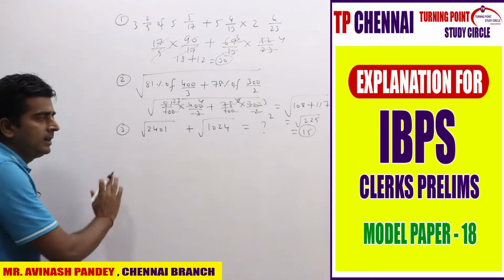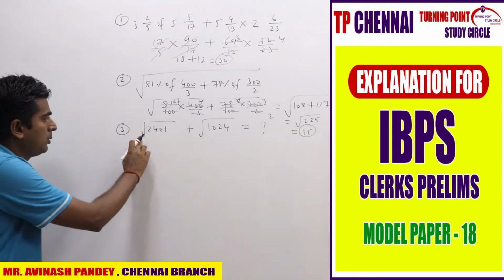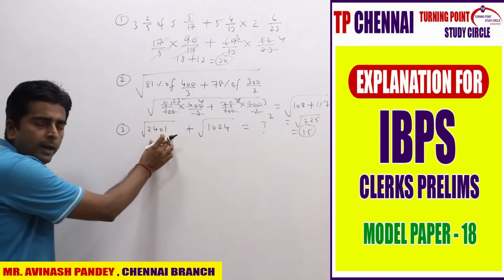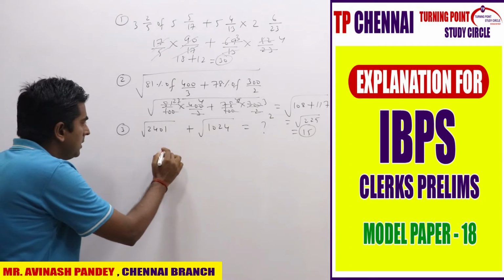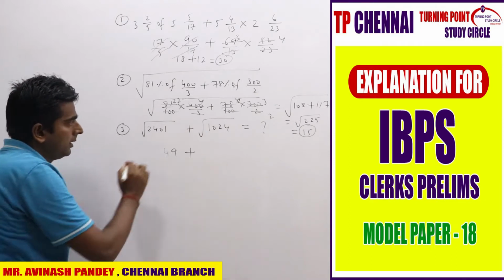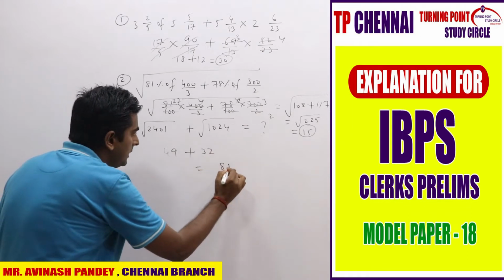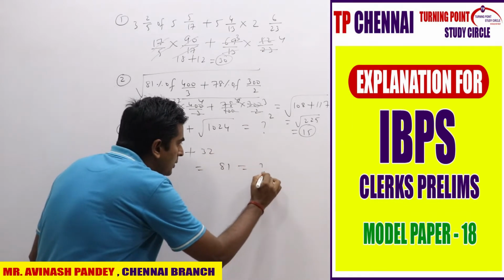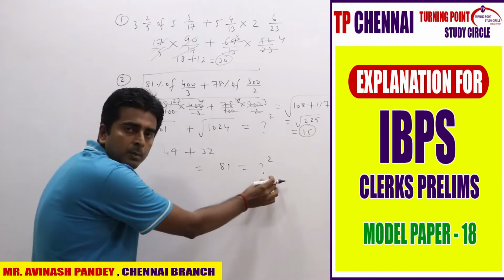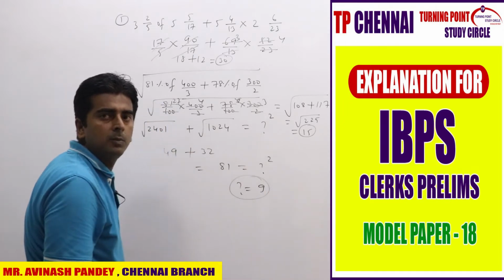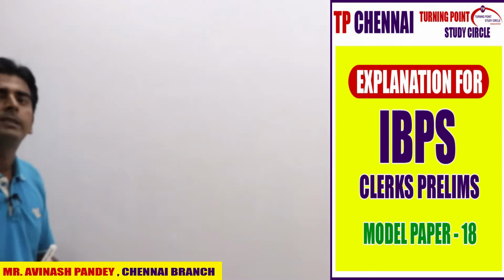Next one, direct square question, right? Square root of 2401 plus square root of 1024. The square root of 2401 is 49. The square root of 1024 is 32. So that is 81. So 81 is equal to question mark whole square. 81 is 9 square. So question mark is 9. My answer is 9, right? Next we will see statement sums.